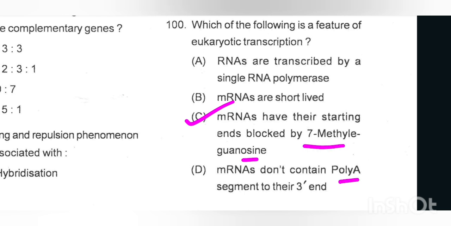mRNA do not contain poly A segment at their 3' end. No, it is the incorrect one. mRNAs have poly A tail at their 3' end. So it is your 100th question of your SSB Botany Lectureship Examination 2016.